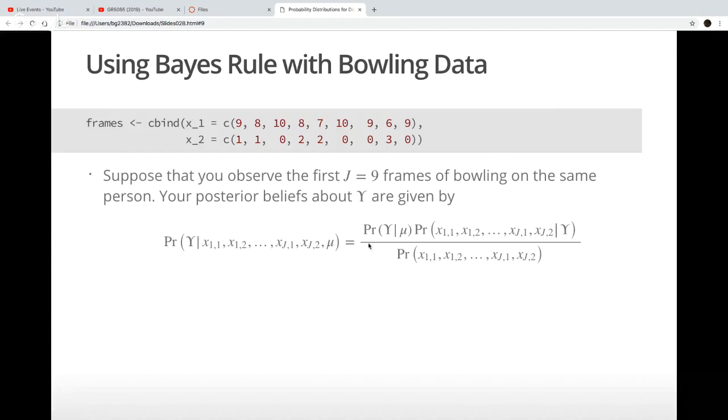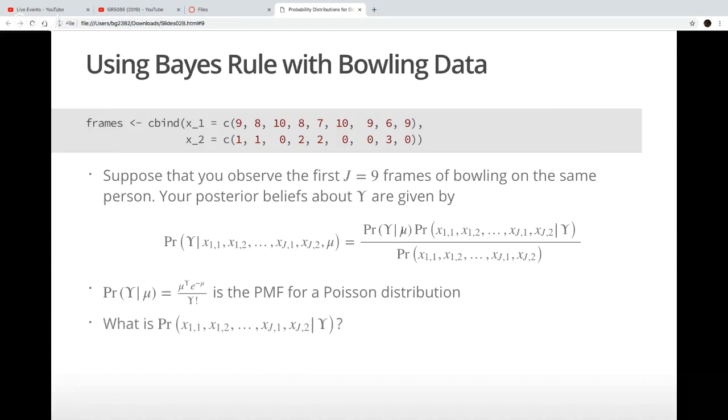That is the left-hand side of Bayes' rule, which is equal to the right-hand side of Bayes' rule. The right-hand side has 3 components. The first is the prior probability of upsilon given mu, which is just going to be our Poisson PMF, which we derived before. And then the next question is, what expression would we use for the probability of these 9 frames of bowling given upsilon? What would that be for the first frame?